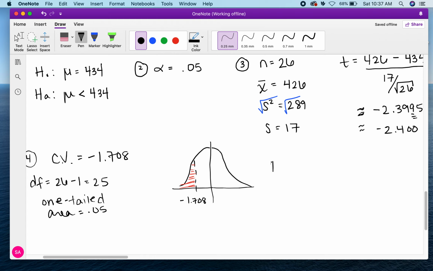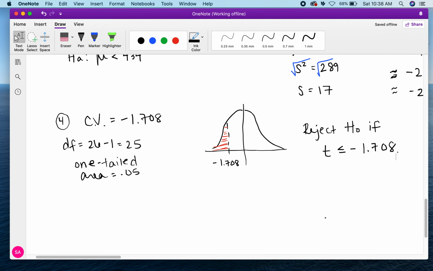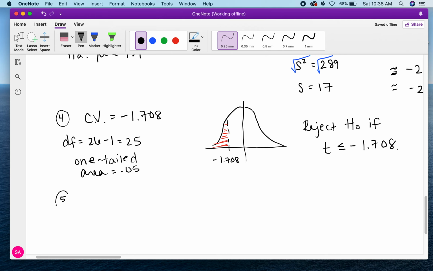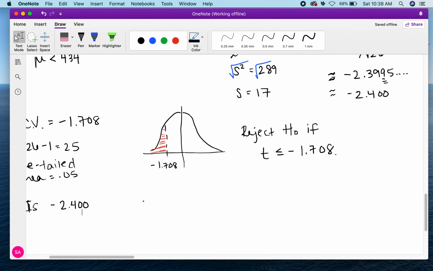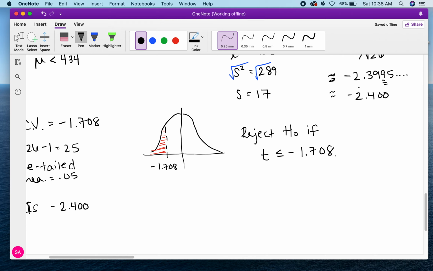So what is our decision rule? We are going to reject H naught if our t, test statistic, is less than or equal to our critical value, negative 1.708. So now we actually got to test that out. Step 5 is, I guess that should be a capital I, right? Is negative 2.400, that was our t test statistic, which we found back in step 3, less than or equal to negative 1.708?